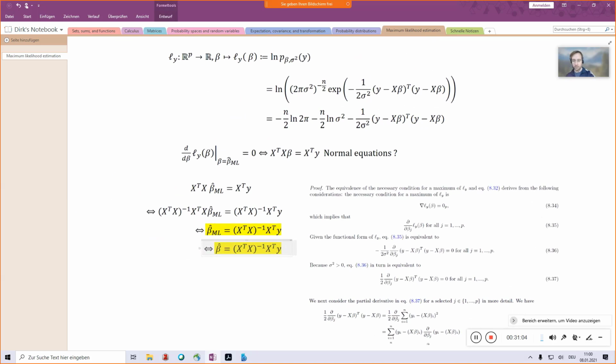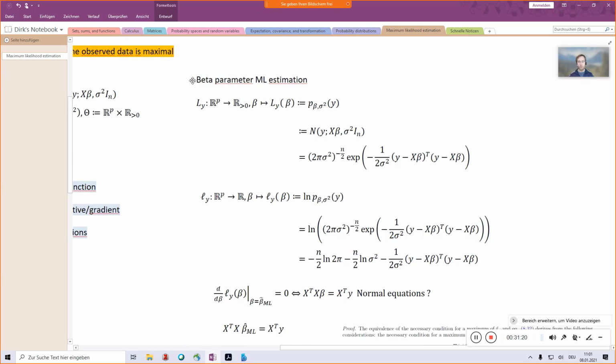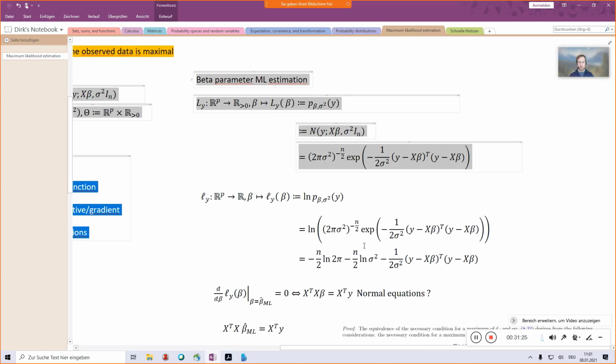Now the final thing for today then is to derive the maximum likelihood parameter estimator for the variance parameter. So we now consider that. Any remaining questions regarding beta parameter estimation?